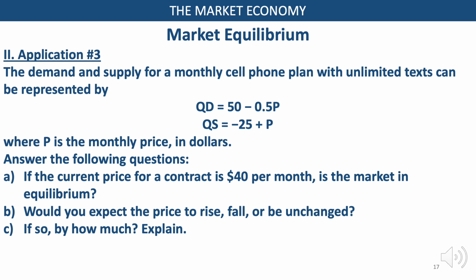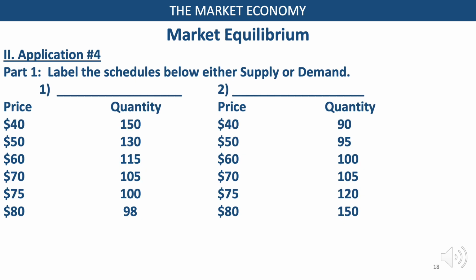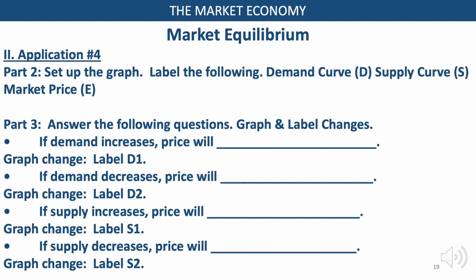Just a hint, equilibrium is when QD is equal to QS. Application 4 is when you can differentiate between the supply and demand curves. And this is the second part of application 4. It's when you can really recall the changes that occur when a factor changes.